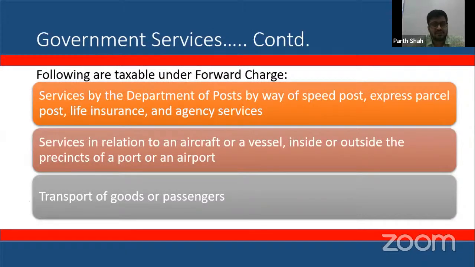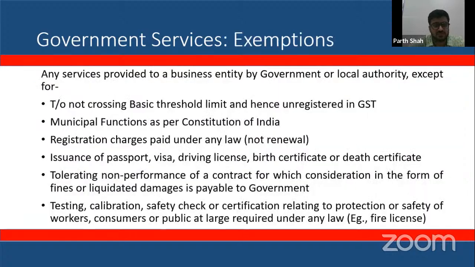So which are the activities under forward charge? Services by the Department of Post. Then we have services in relation to an aircraft or a vessel which is either inside or outside the precincts of an airport or a port. Lastly, you have transport of goods or passengers. So a simple example could be your BEST ticket. If you have seen, they also charge you CGST, SGST, which is printed on the ticket that is given to you. So those are the services where the government pays tax under forward charge mechanism.